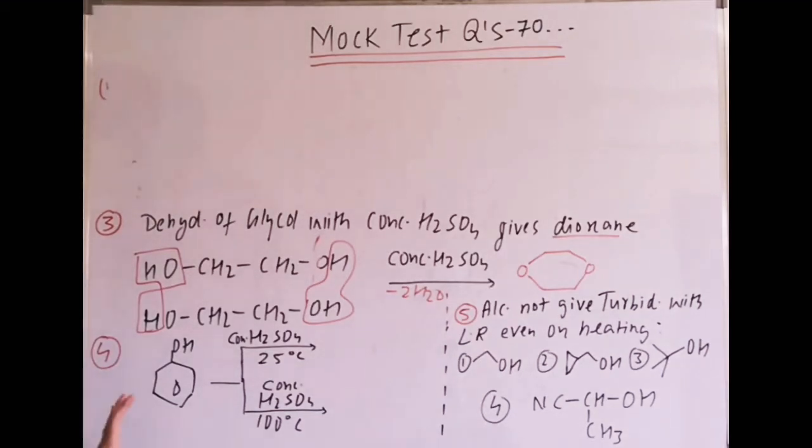Fourth reaction: write the product without any error. Phenol with concentrated H2SO4 at 25 degrees Celsius, and with the same concentrated H2SO4 at 100 degrees Celsius. Pause this video and write down the answer.